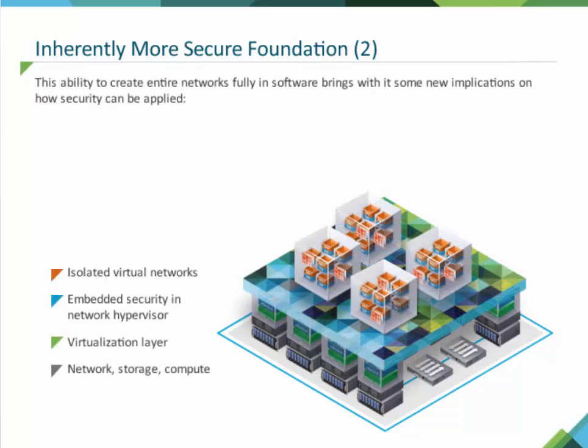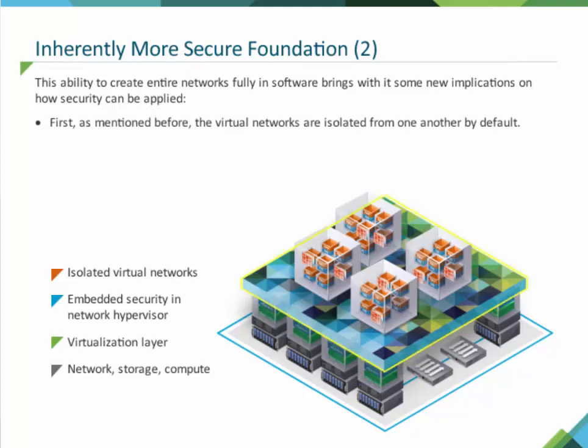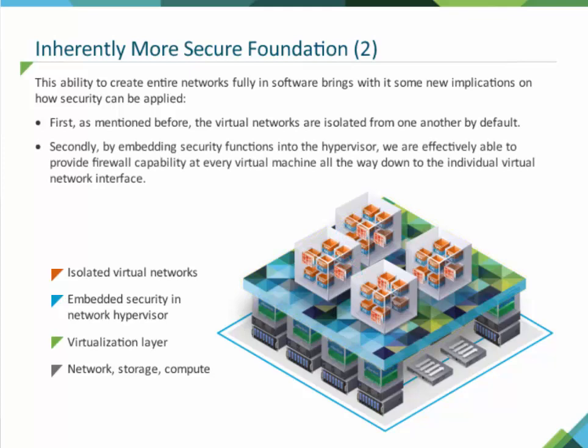This ability to create entire networks fully in software brings with it some new implications on how security can be applied. First, as mentioned before, the virtual networks are isolated from one another by default. This means that there is no risk of unrelated streams of data communicating with each other. Secondly, by embedding security functions into the hypervisor, we are effectively able to provide firewall capability at every virtual machine all the way down to the individual virtual network interface, a level of fine-grained security that has previously been unreachable and is not possible through legacy physical appliances.